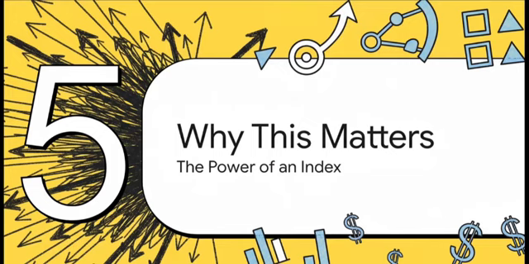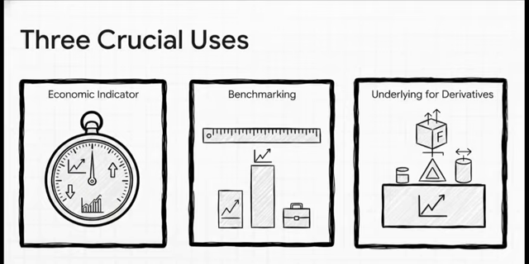So we've gone through hidden risks, we've gone through hidden costs. Now let's tie it all together and talk about why an index is one of the most powerful ideas in finance, not just for Wall Street pros, but for you, for me, for everybody. When you get right down to it, indices do three really important jobs. First, they're like an economic barometer. When the S&P 500 is going up, it's usually a good sign for the US economy.